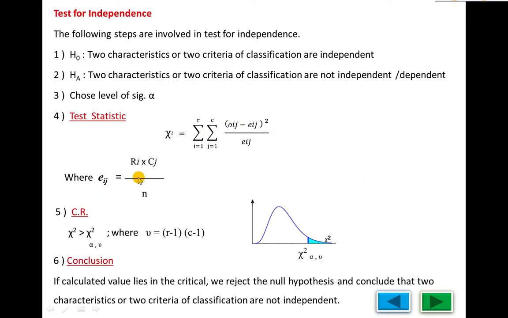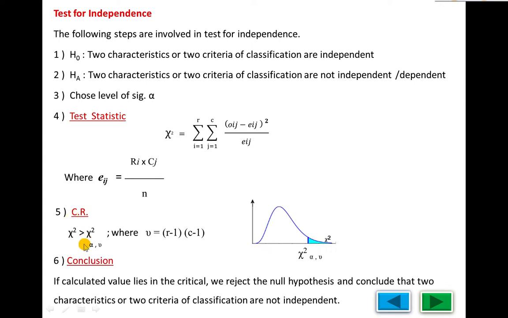So with the help of this formula, you can calculate the expected frequencies of all the cells corresponding to the observed frequencies. Then calculate the expression (Oij minus Eij) whole square divided by Eij for all these cells, and then add all values. You will obtain the double summation of (Oij minus Eij) whole square divided by Eij.